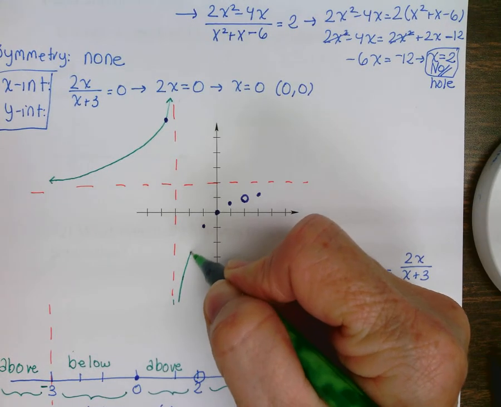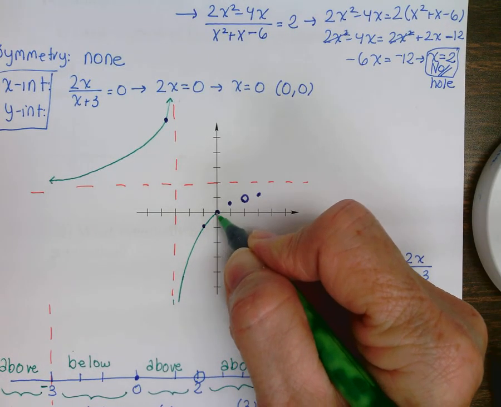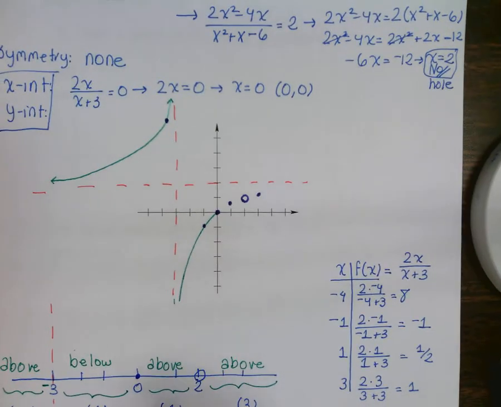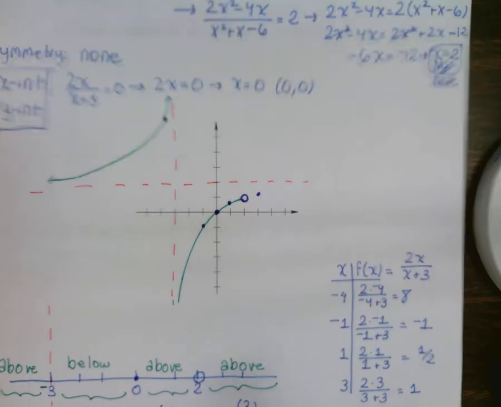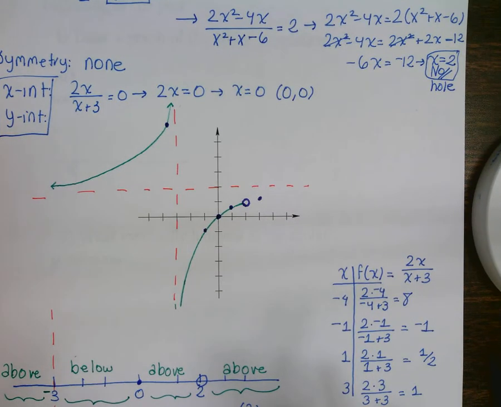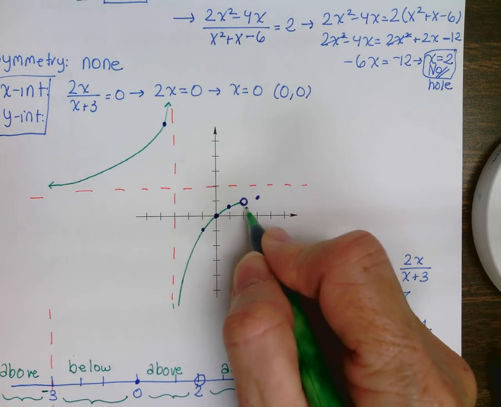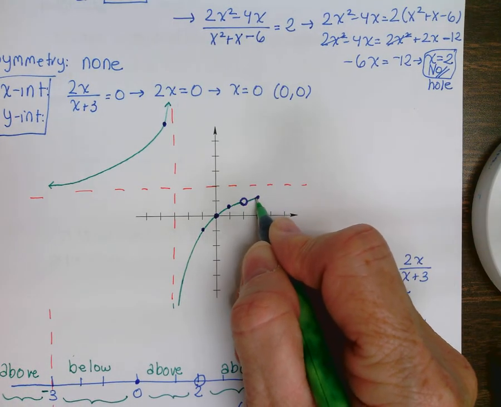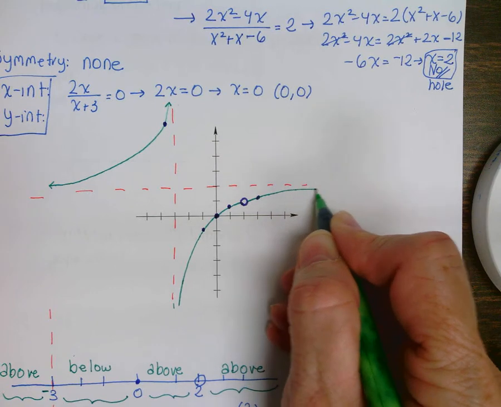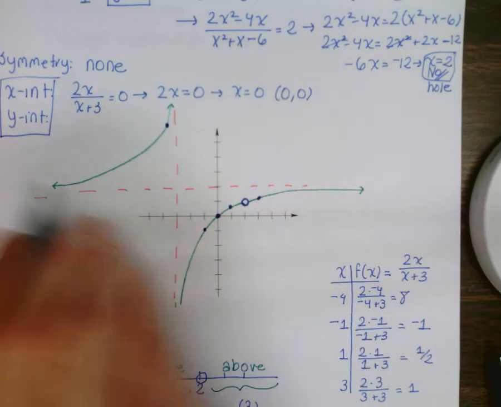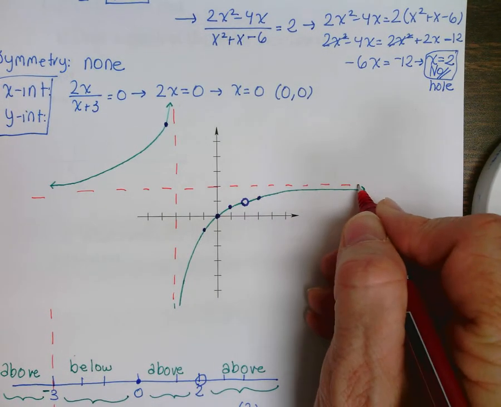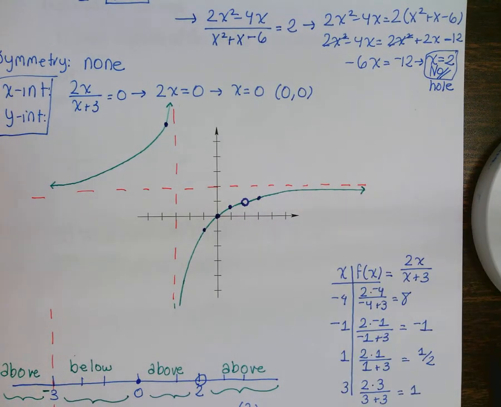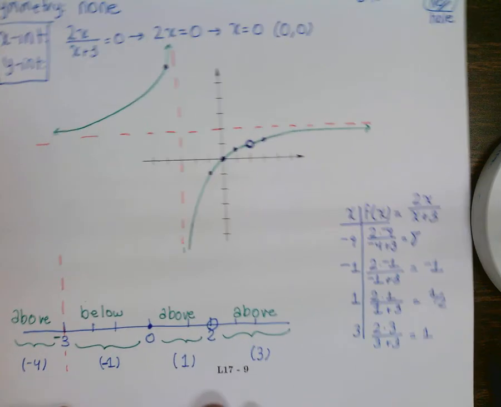And then if we connect the dots, notice that it's below, then it jumps above, stays above. Now here's where it's really helpful to know that it doesn't cross. Remember, it doesn't cross the horizontal asymptote at all, so it must stay underneath it. And so in the end behavior, your graph is going to look something like this. And that is the graph of that function.